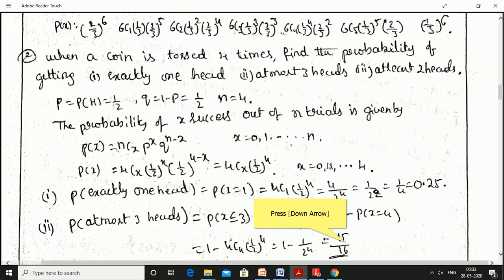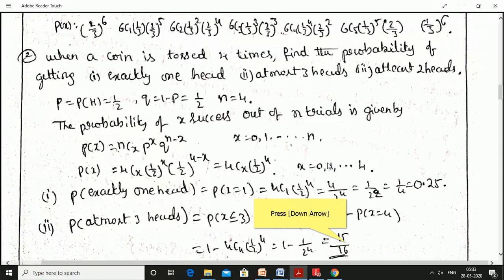Probability of getting at most 3 heads, maximum is 3 heads. At most means probability of x less than or equal to 3. Maximum is 3 or less than that. At most means less than or equal to. Probability of x less than or equal to 3 means the values 0, 1, 2, 3. Up to that we need to find.